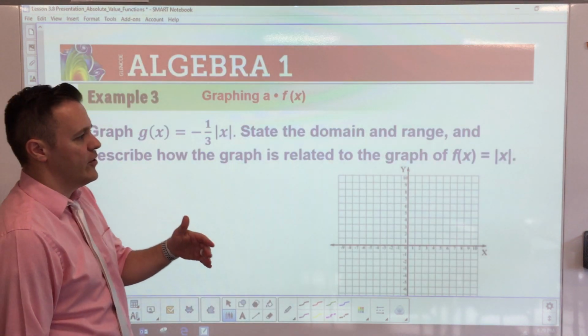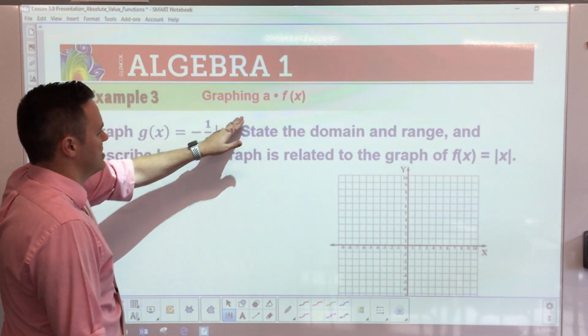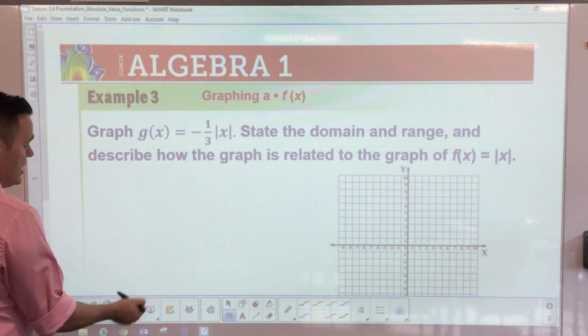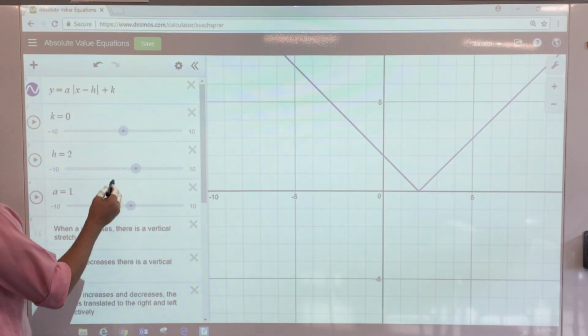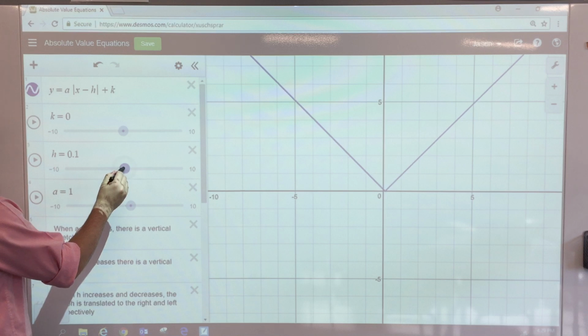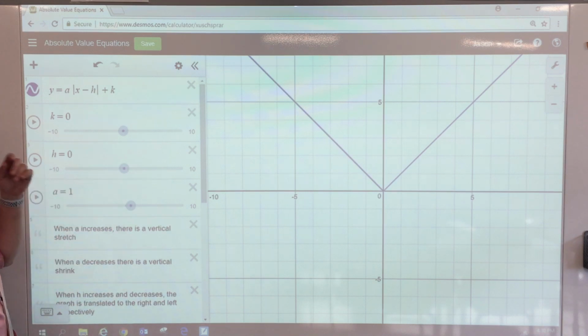Okay, now that we've covered the K, we've covered the H, now we're going to cover the A, which is on the outside of the equation. So if I go back into here, it says what is -1/3? Take a while, guess what's going to happen on this? So let me move my H back to 0. So now we're at 0, 0, 0 all the way across. Stay. There we go. Now we're going to take our A value, and I'm going to move it.